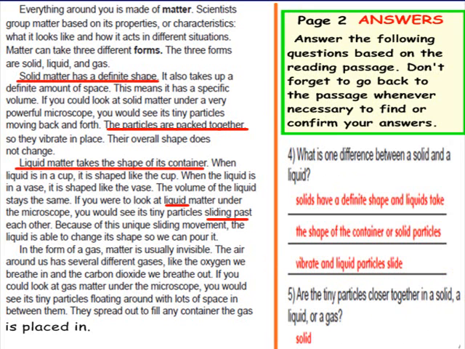Okay, here is what we have as the answers. Number 4. What is one difference between a solid and a liquid? We wrote down several. Solids have a definite shape and liquids take the shape of the container, or solid particles vibrate and liquid particles slide. Number 5. Are the tiny particles closer together in a solid, a liquid, or a gas? They are closer together in a solid. If your answers matched ours, that is unbelievable. Way to go. If you would please, pick up an eraser and erase your answers.